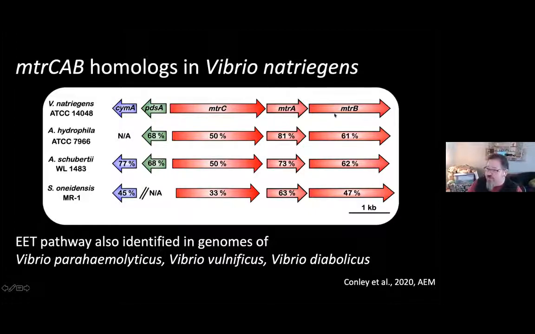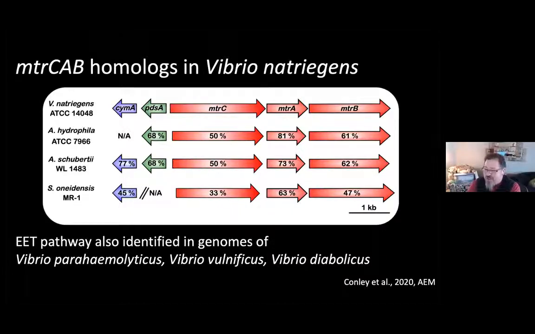MtrC, A, and B from Vibrio natriegens is pretty similar to the pathway here in Aeromonas, and also fairly similar to Shewanella. Vibrio natriegens is an unusual microbe in that it's the fastest growing organism that people have ever identified. It has a doubling time of around 9 minutes. If you give it an obscene amount of nutrients in liquid medium and grow it aerobically, it grows incredibly fast. It does not do metal reduction incredibly fast, as we'll see in a few seconds here.